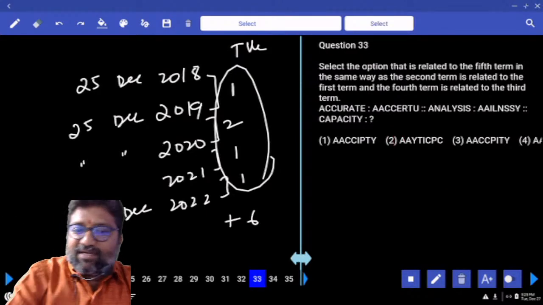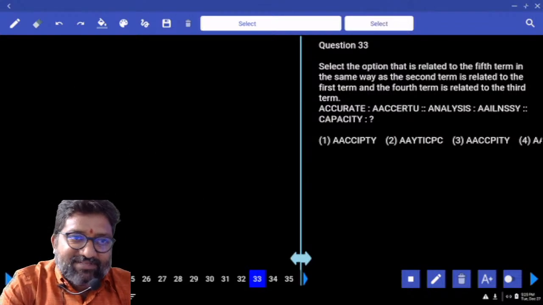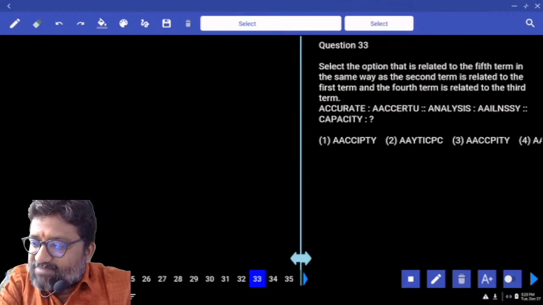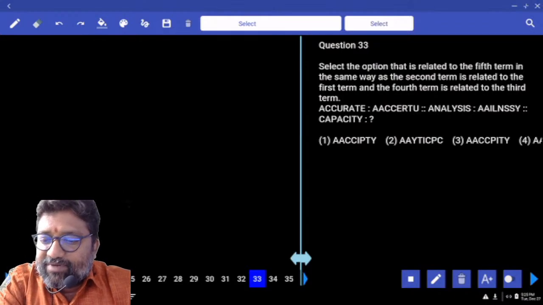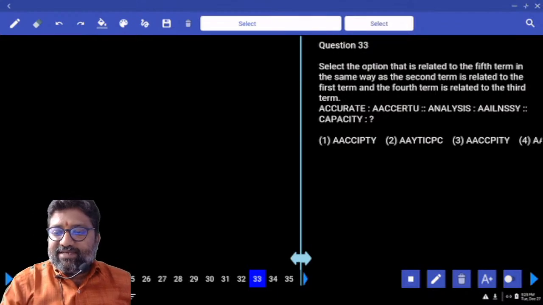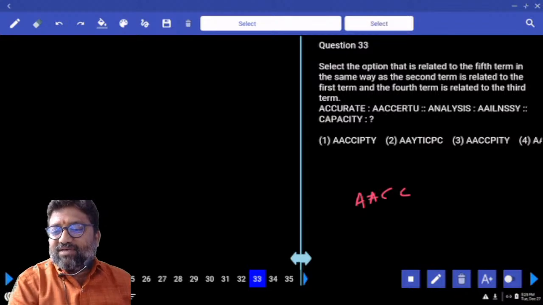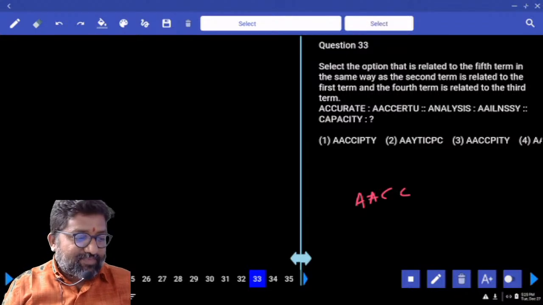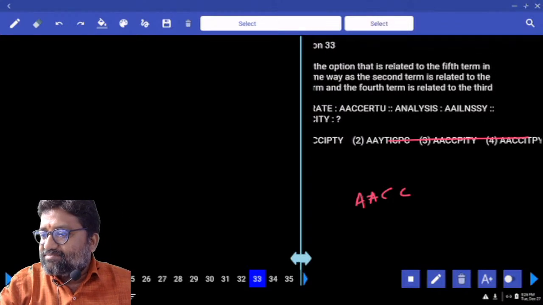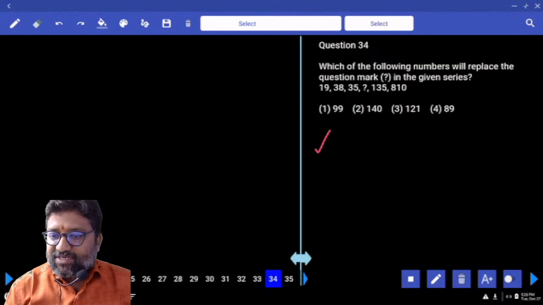Next. Accurate: AACC. Two A's and two C's are there. Alphabetical order. Again analysis has 2 A's. ILNSY. Alphabetical order. Next, capacity should be written in which order? Alphabetic. What should be there? AA, AACC. Then I. AACCI. Then PTY. A option, first option. 34.